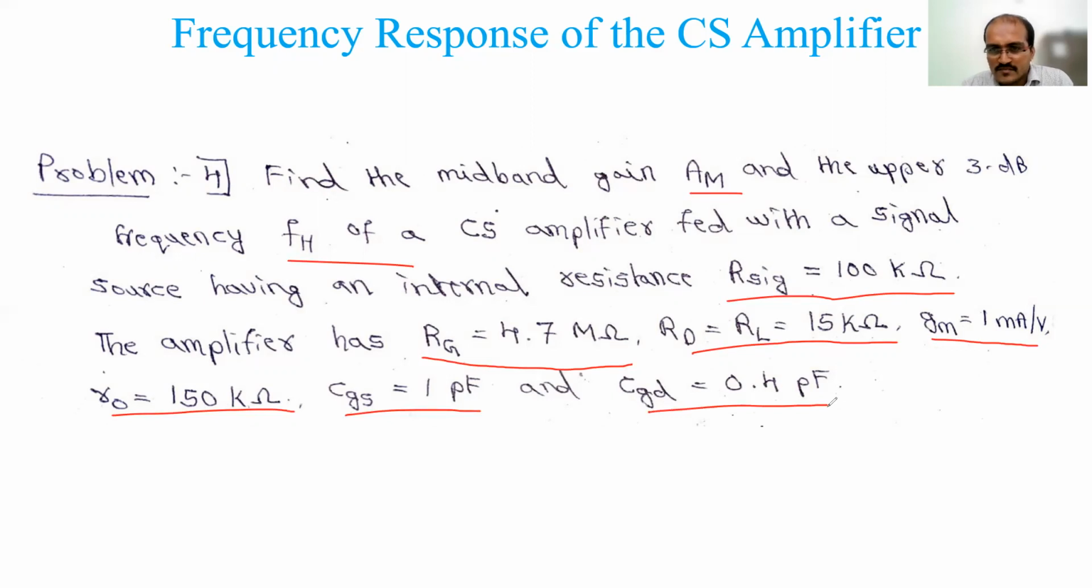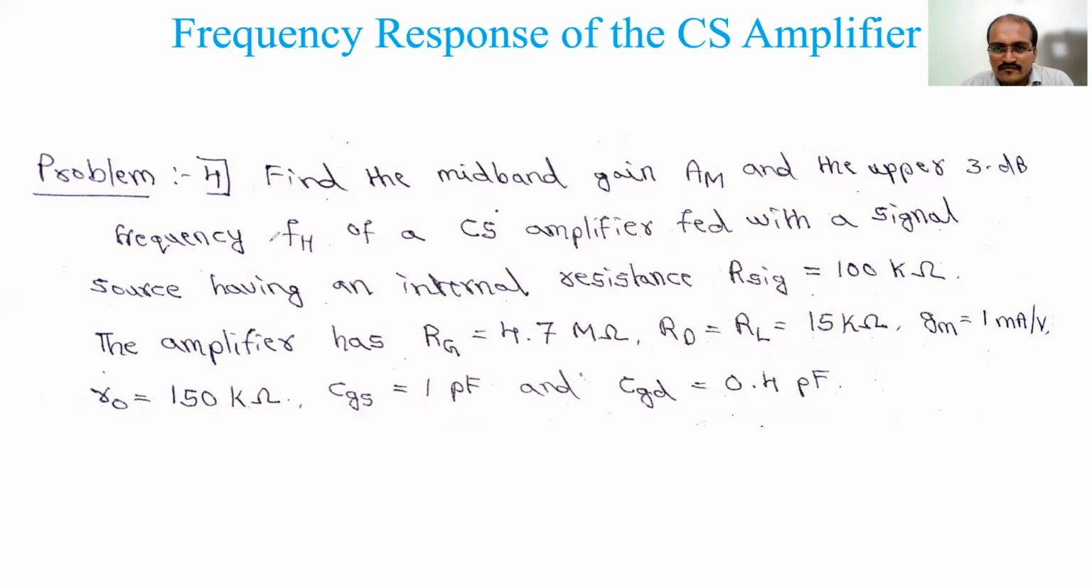You should know all the expressions now to find AM and FH. For finding AM, you require GM into RL dash. First you calculate RL dash, which is R0 parallel to RD parallel to RL. You multiply that with GM to get GM RL dash. Then you take RG by RG plus R signal, and you will get AM. Then you find Cin and R signal dash, so you get the time constant. You substitute that in FH and you'll get FH. Just quickly, I will show you within the time.